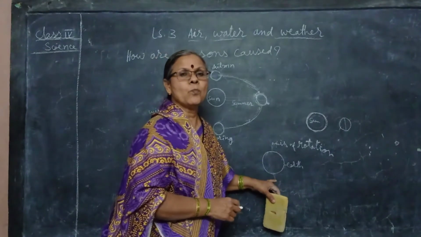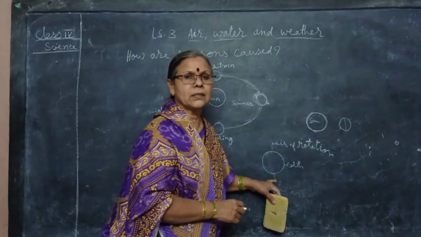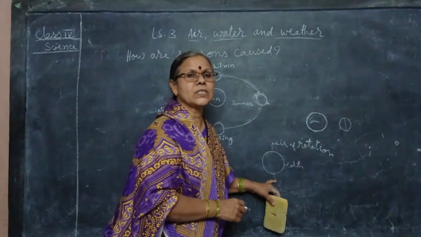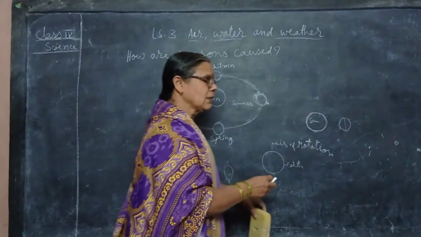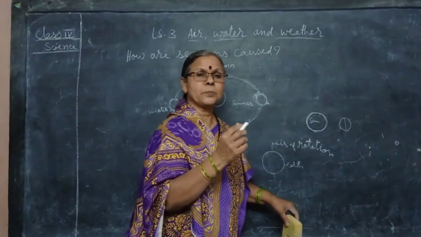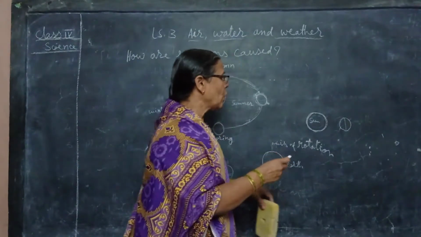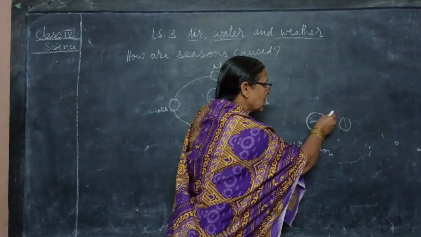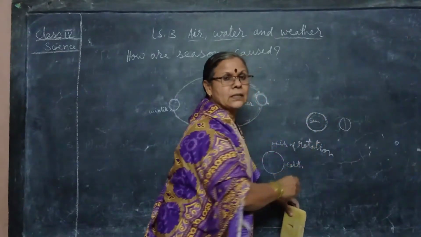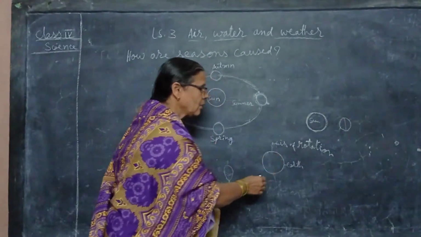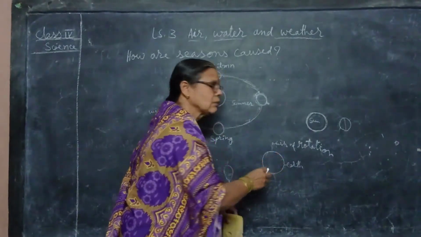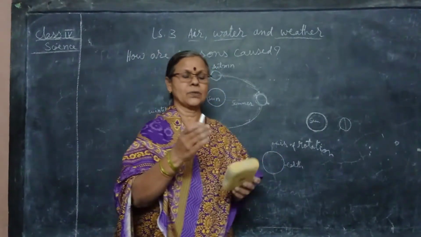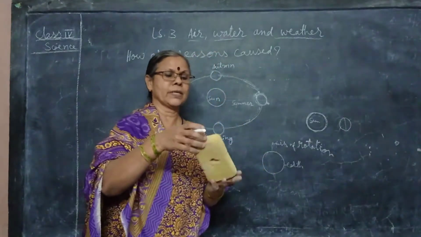The spinning movement of the earth around itself is called the earth's rotation. In the same way, the earth is spinning around itself, and also it goes around the sun. Here, the spinning movement of the earth around itself means it's rotating around itself. You can see this is the earth and it's rotating like this.